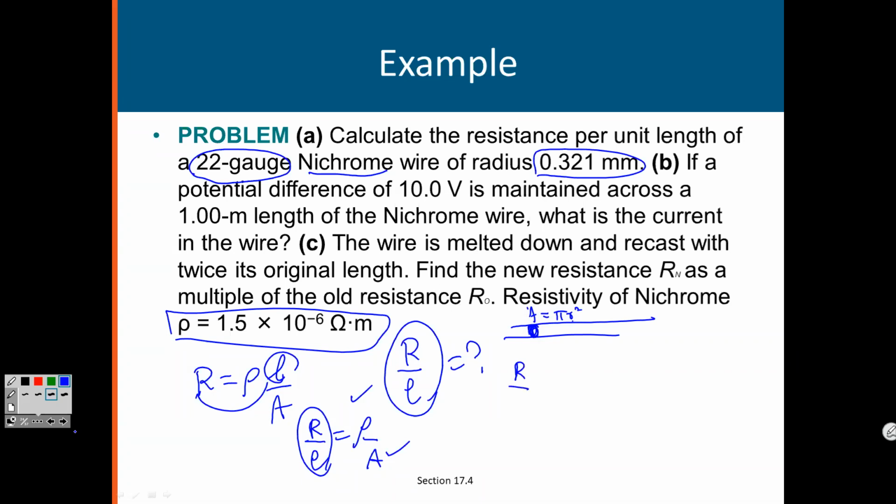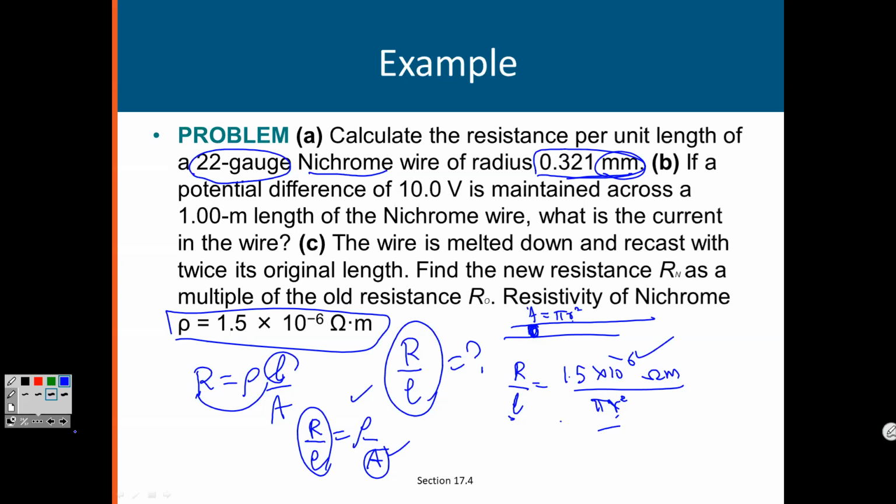So now it's a matter of substitution. Rho is given as 1.5 times 10 to the minus 6, already in SI units, so you don't have to worry about it. Divide by A, the cross-sectional area of a circle, pi r squared. The value of r is given, but it is in millimeter. You have to convert it into meter and square it and put it there. You get the answer. Done. Okay, please do it. I'm not going to do it for you, but I showed you how to do it, and you should be able to do it.